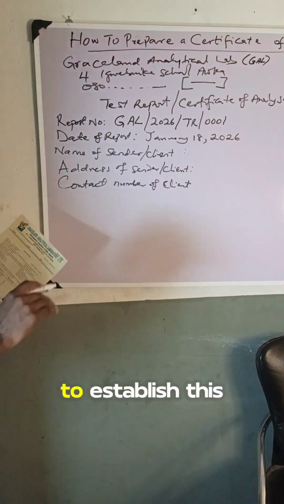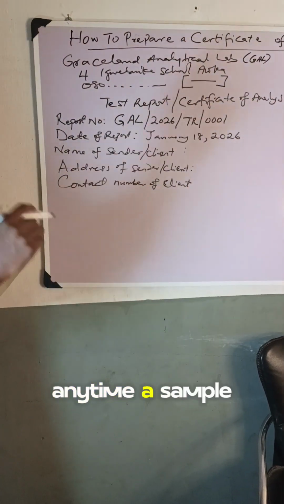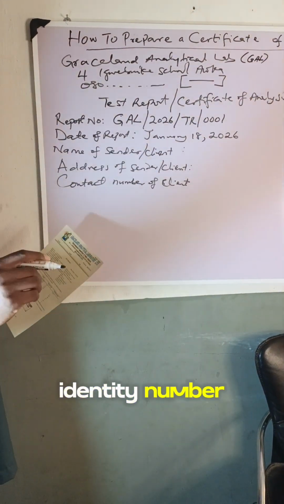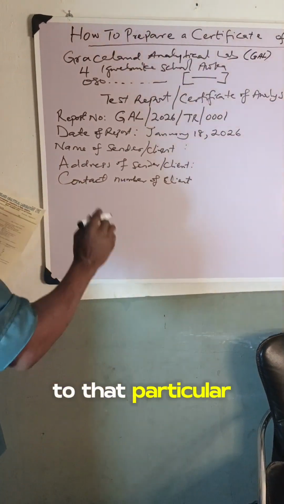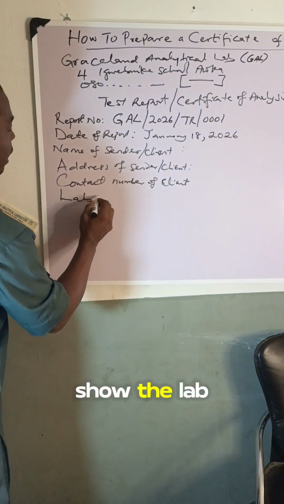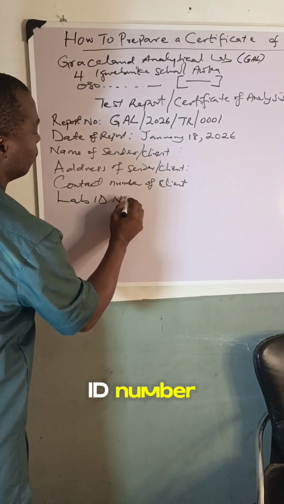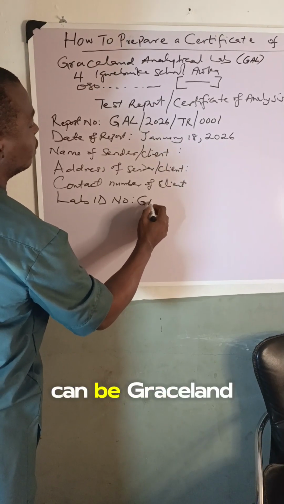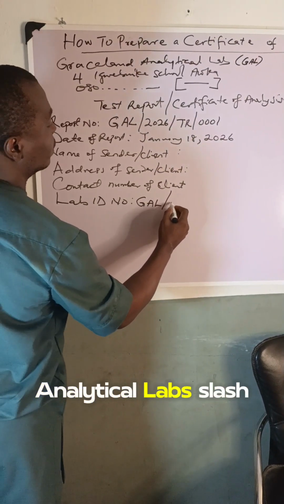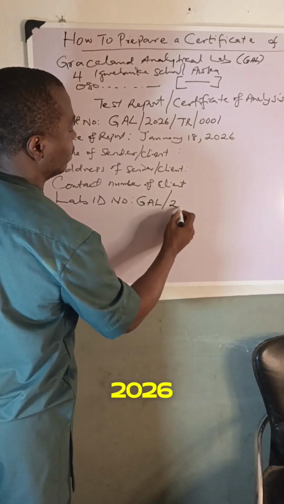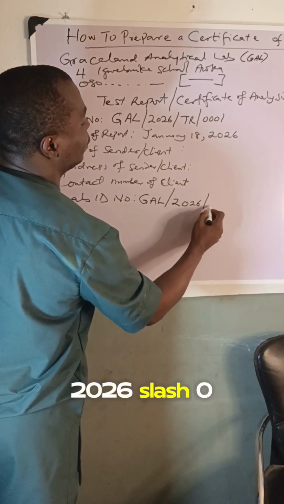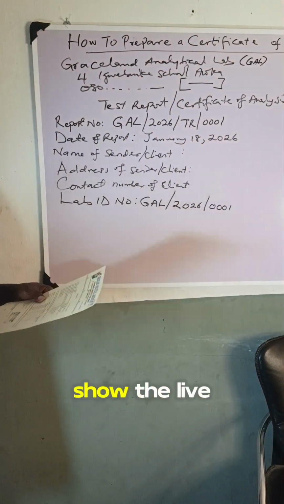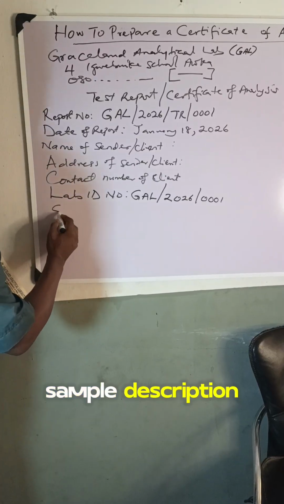Now, if we have been able to establish this, then the next thing is that anytime a sample is sent to a lab, the laboratory generates a very unique identity number that is peculiar to that particular sample. So that will be the next thing that will show, the lab ID number. In a lab like Graceland Analytical Lab, the lab ID can be Graceland Analytical Lab, since this sample was received in 2026, 2026/0001. So if we have been able to show the lab ID, then the next thing will be sample description.